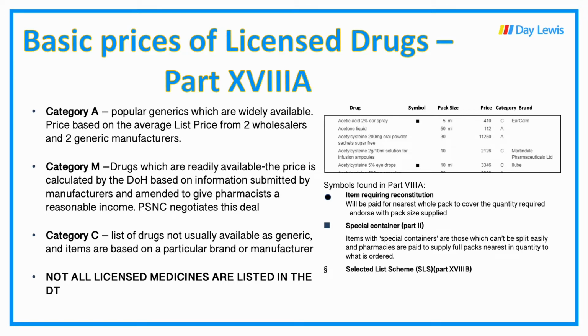So these are items which can't be split easily in the pharmacy, and so again you would need to supply the full pack and to the nearest quantity that has been prescribed, and you will get paid for giving the complete pack. And as mentioned before, the selected list scheme or the selected sales list is going to be some items that are allowed on the NHS but for specific reasons. So again, you can have a look at this in Part 18B and have a look at what drugs we can prescribe for which ailments.